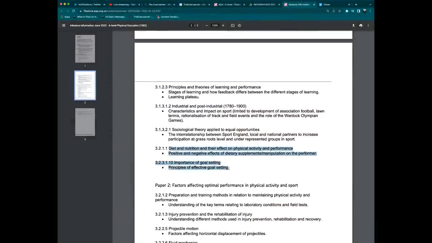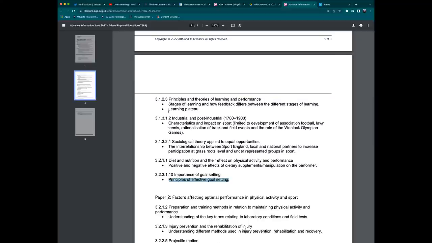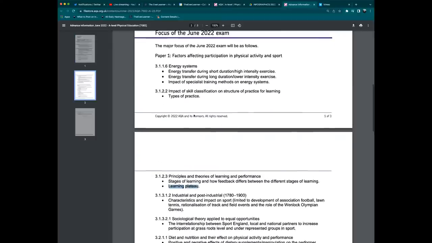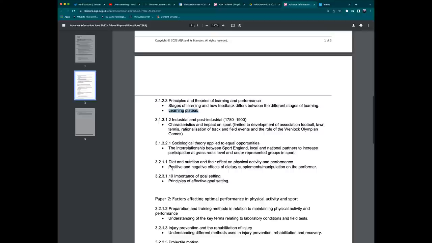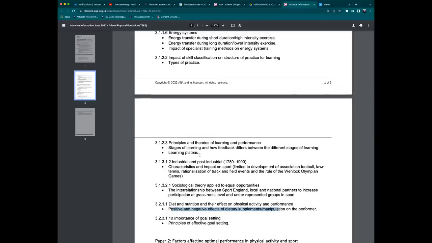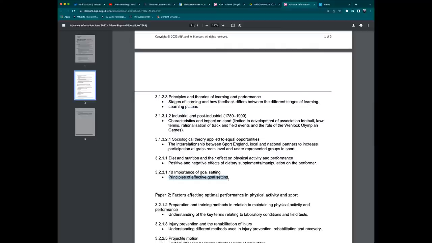Okay. Now, be reassured, we've gone over all of that in this session today, and we are going over that, including a 15 marker combining with learning plateau on skill acquisition, on Monday. So you can see why I chose that question, which was, in essence, energy systems and supplements. And on Monday, we're going to do learning plateau as a 15 marker combined with goal setting. So that's effectively why we're choosing to do it that way.